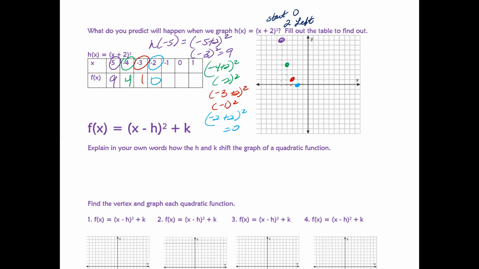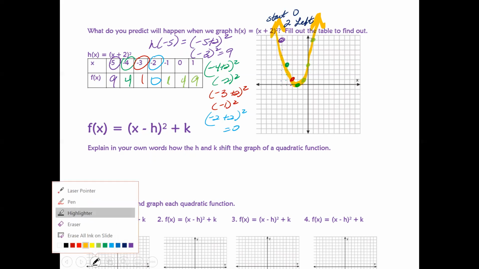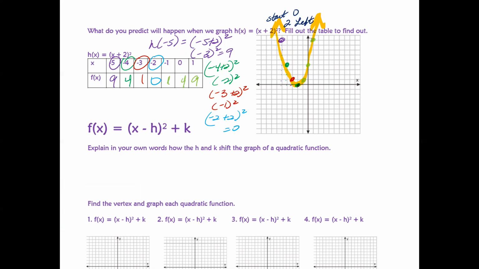And at this point, you should probably be able to guess when it's negative 1, it is going to give you a 1. When it's 0, it's going to give you a 4. And when it's 1, it's going to give you a 9. So when you connect the dots, you should have this shape. And notice that your vertex is going to be at negative 2, 0. And remember your vertex is h, k.